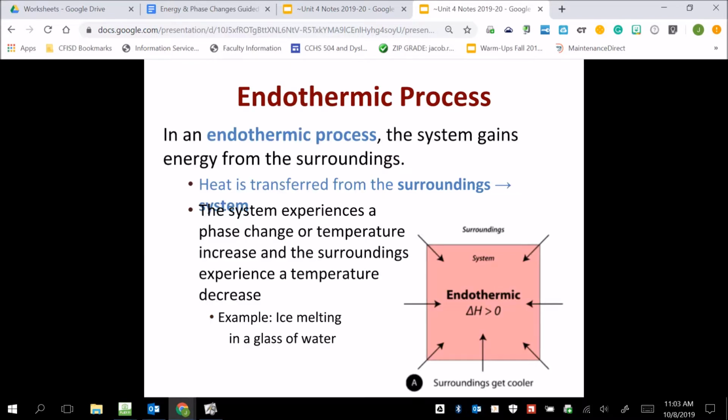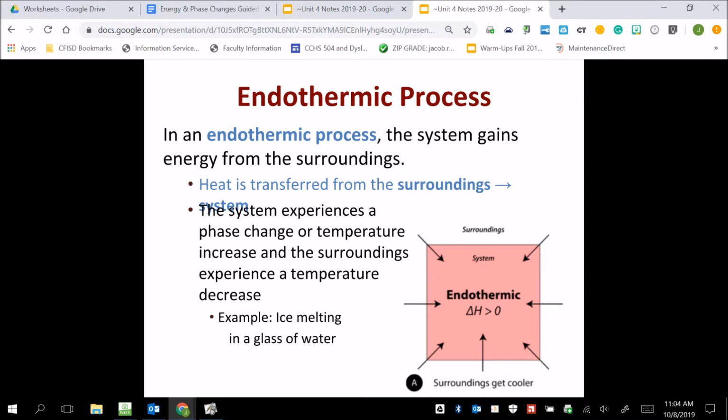Okay, endothermic. Maybe a new word for you. We need to remember endo, that's how we break this word down, prefix, endo meaning in, and thermic, of course, meaning heat. So when we talk about endothermic processes, we're talking about the system gains the energy from the surroundings, right? The energy is coming from the surroundings and being absorbed by the system. They experience a phase change or a temperature increase, and the surroundings experience a temperature decrease.